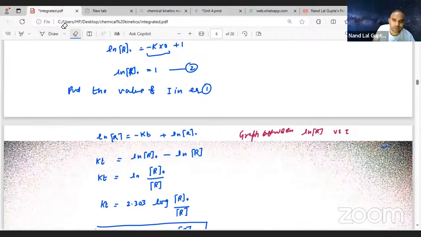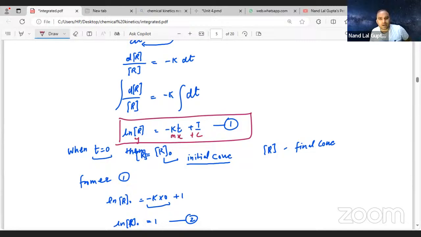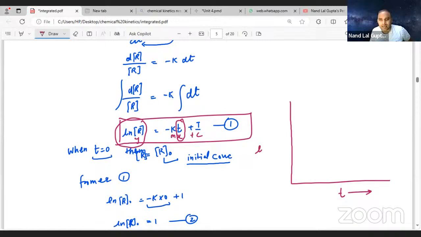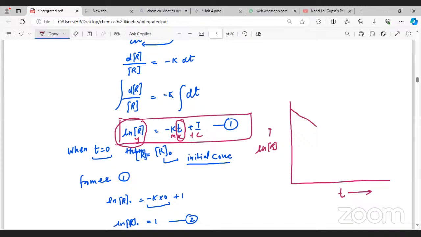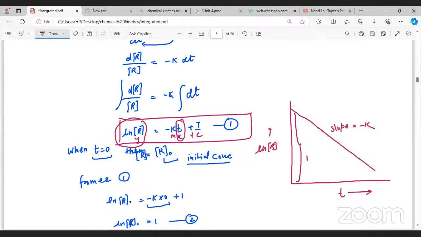We have to correlate with y equal to mx plus c. Can we use this equation for ln R versus time? On the y axis is ln R, on the x axis is time, and the slope will be negative. Here is time and here is ln R. The slope is negative, equal to minus k, and this gives information about the intercept, the c value.